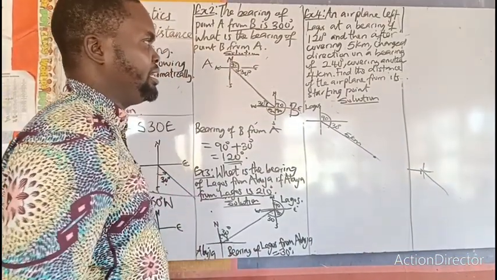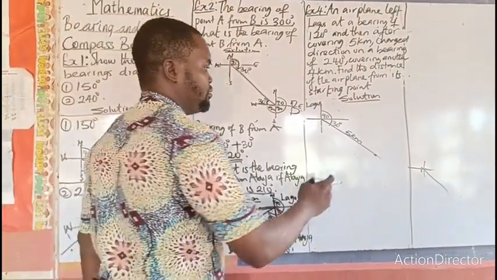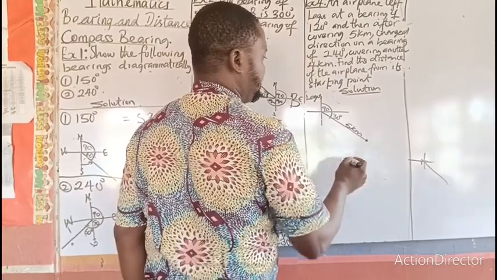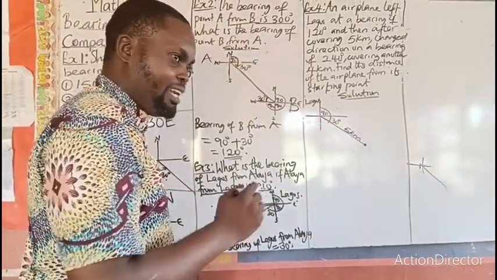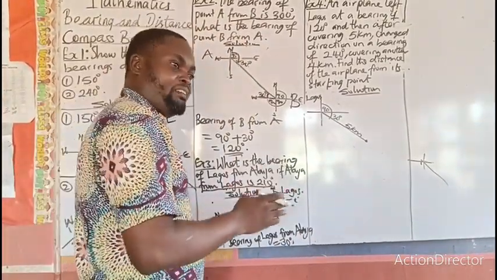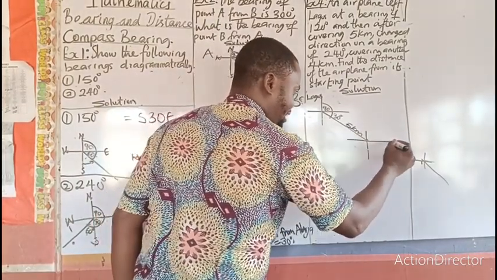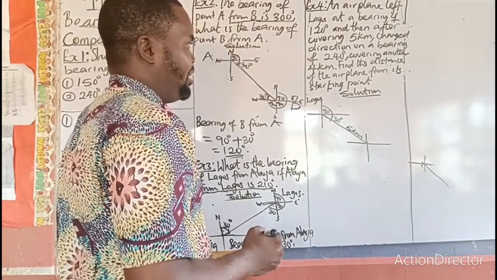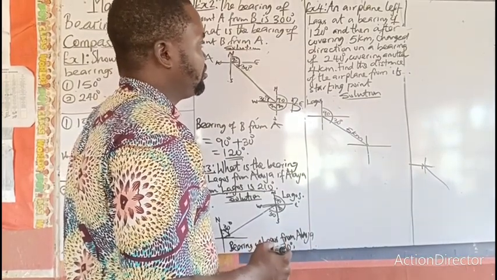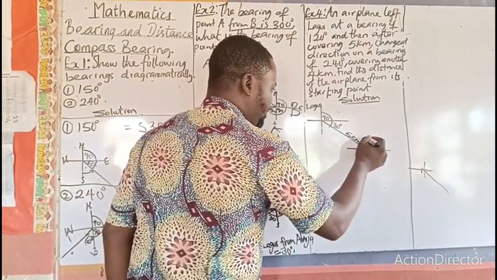What did I say happen again? Change direction on a bearing of 240. So we are giving another bearing like that. So what do we do when we want to do bearing? We do our cardinal point. Are you seeing it? Yes, sir. And what bearing did they call it? 240 degrees. So you read your 240 degrees again from here.